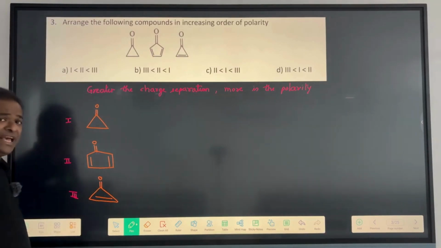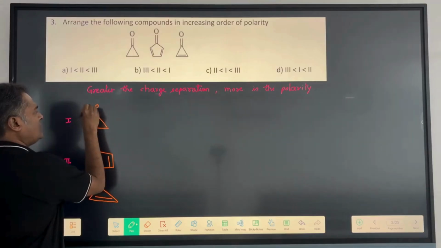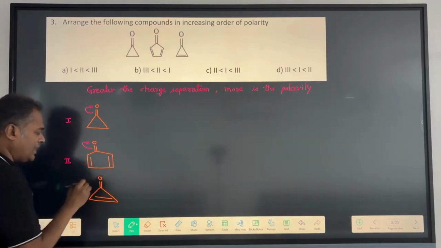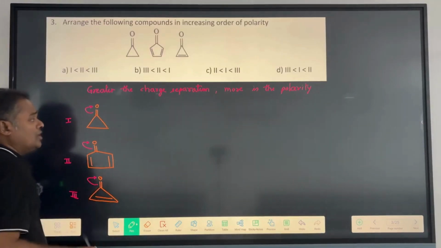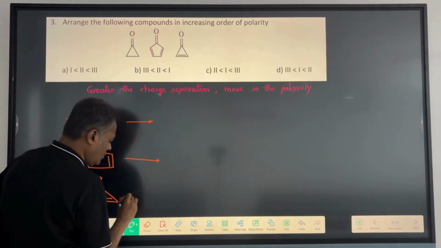Now, as per the concept, we know that this pi electron can get shifted over here. Again in this case also the pi bond can get shifted. Again in this case your pi bond can get shifted. So let's write the structure that we get.